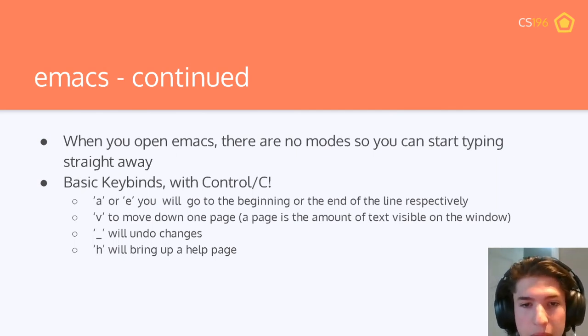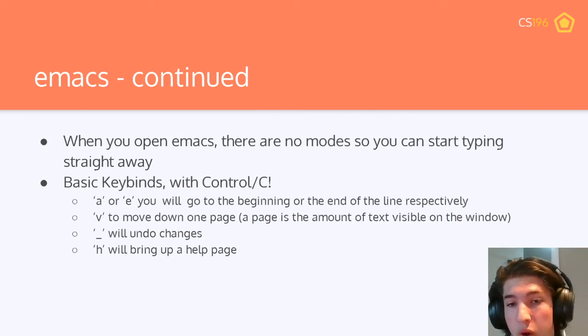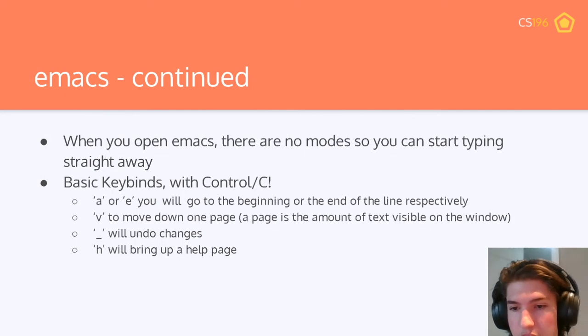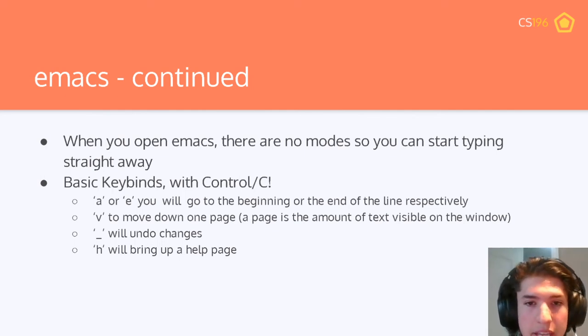First we'll talk about keybinds with control. If you do control A or control E, you'll move to the beginning or the end of a line. If you do control V, you will move down one page, a page being how much text is currently displayed. Control underscore undoes changes, and control H brings up a help page.